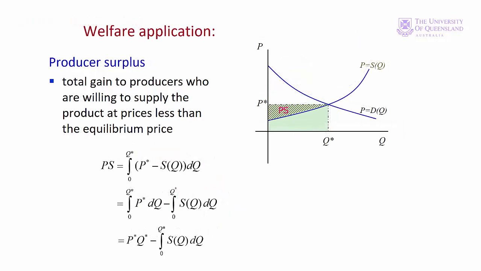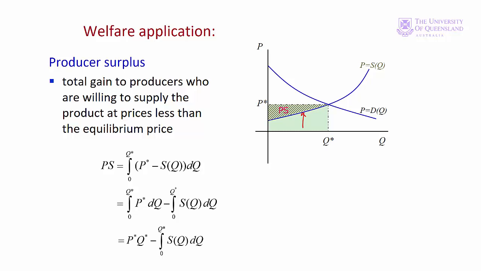The producer surplus is a similar concept on the supply side. The price that producers are willing to supply at is given by the supply curve. The price they receive is P star. So we see that some producers are willing to supply at prices lower than the prevailing equilibrium price. For example, at this point. The difference between the equilibrium price and the price on the supply curve is the benefit gained by producers in excess of the cost. Producer surplus, then, is the shaded area.